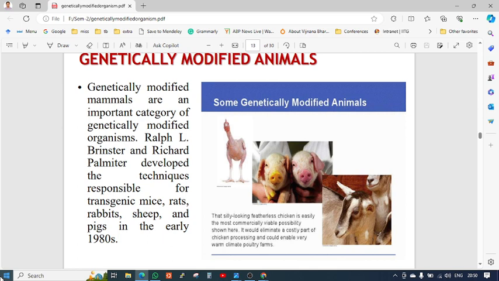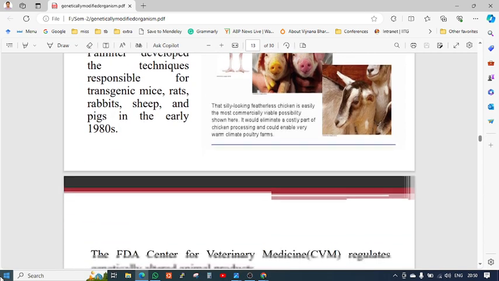Now we have also developed poultry chicken which can grow within 1 month or 2 months to 3 to 5 kilos, because it produces meat. So these are the different varieties we are going to develop.